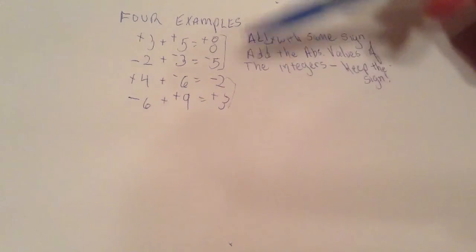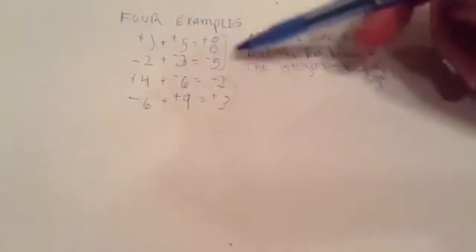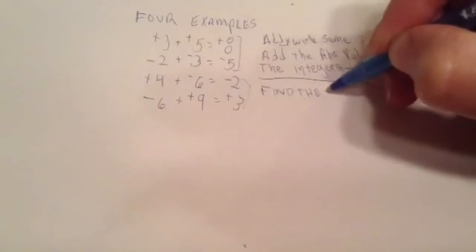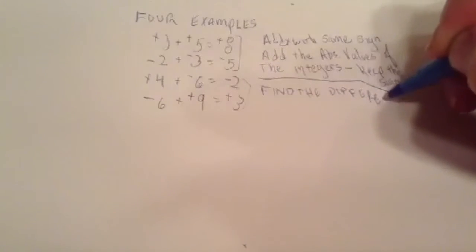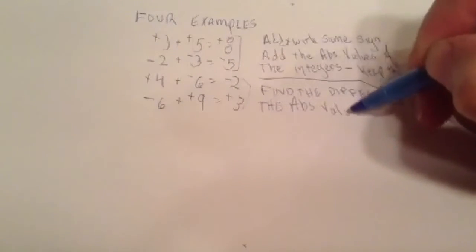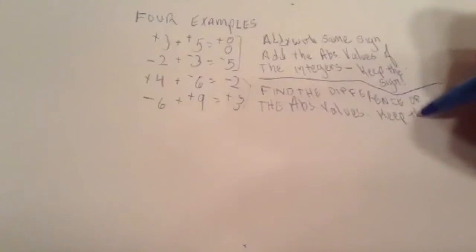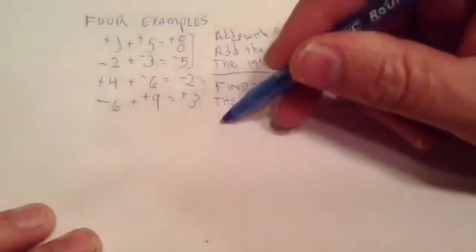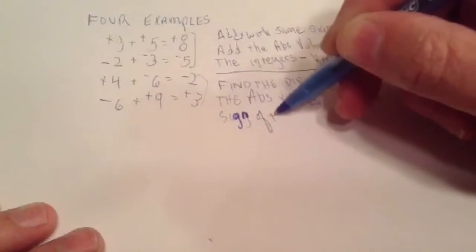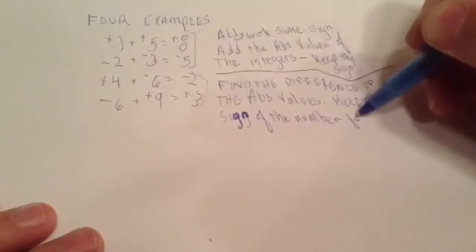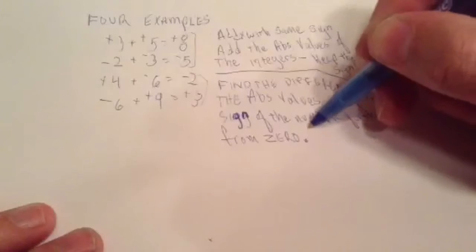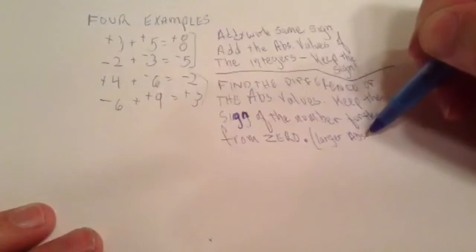So the rule for adding integers with different signs: when you add integers of different signs, you find the difference of their absolute values. And then your sum will have the sign of the number further from 0, the number with the larger absolute value. So when adding integers of different signs, you subtract their absolute values, and then you keep the sign of the number which is further away from 0, the larger absolute value.